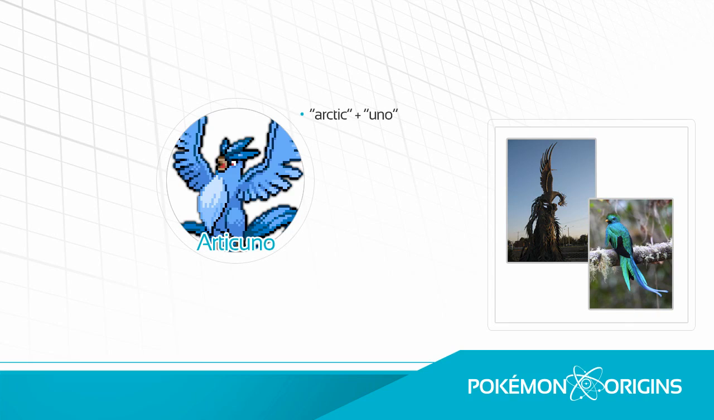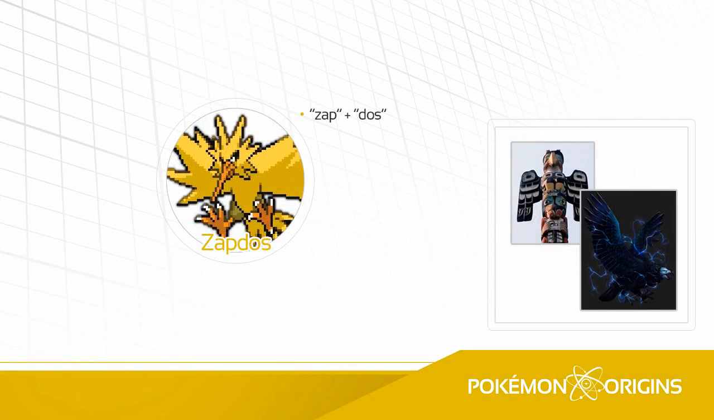The next one we have is Zapdos, a combination of Zap and Dos as the name, and it's based on the Native American legend of the Thunderbird or the Lightning Bird, which is obviously a bird that could appear when there was lightning or thunder, and hence why you have these eagles and such on these totem poles.